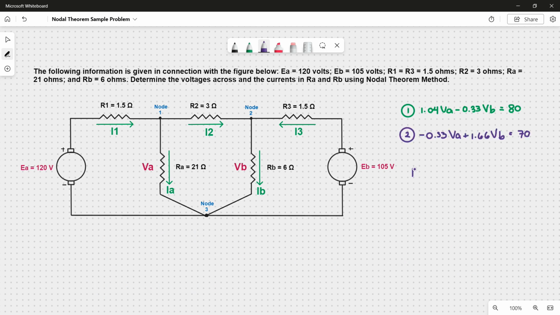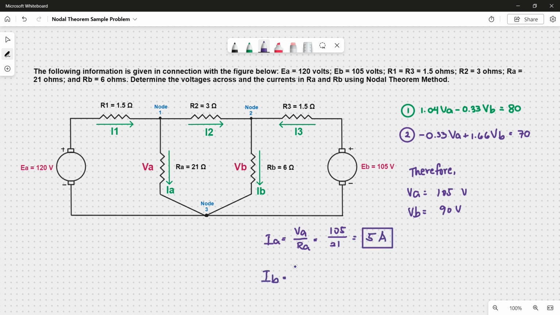Now solving for VA and VB, we get VA is equal to 105 volts, VB is equal to 90 volts. Therefore, solving for the currents, IA is equal to VA over RA. 105 divided by 21 will give us 5 amps. IB is equal to VB over RB. That is 90 divided by 6. This will give us 15 amps.